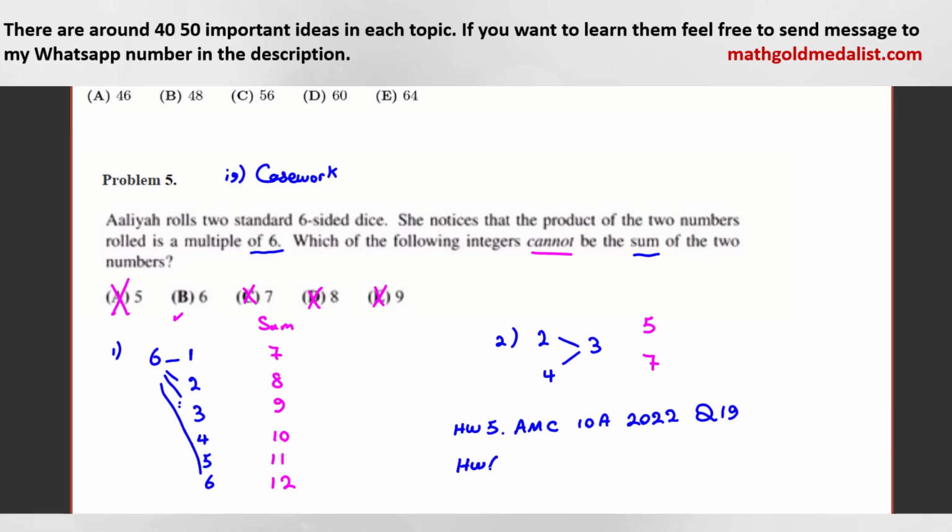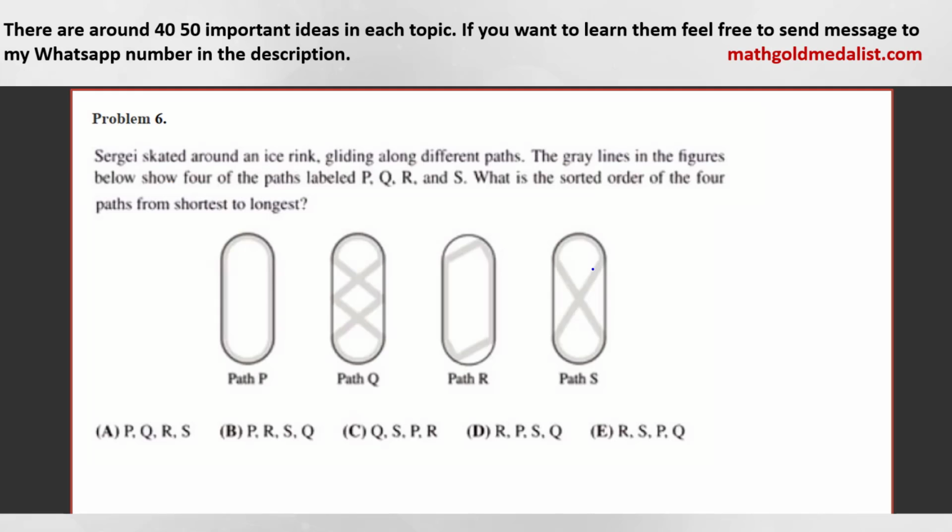And also you can solve homework 6, AMC 10B 2022. Let me tell you the problem. It can be 19. Here 19 is for 10B. For 10A, you can try problem 24. These two problems are two good examples of casework, and you can try them. Okay, problem 5. Problem 6.